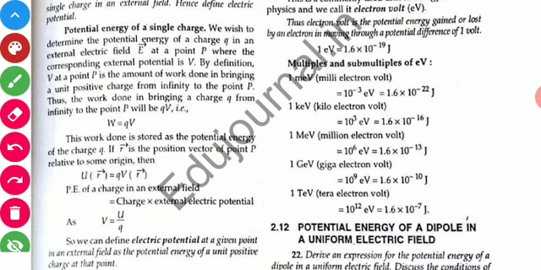So now we can define potential energy: the electric potential energy of a charge in an external field is equal to charge into external electric potential, or vice versa, V is equal to U upon Q. So we got the definition. Electric potential at a given point in an external field is the potential energy of a unit positive charge at that point.